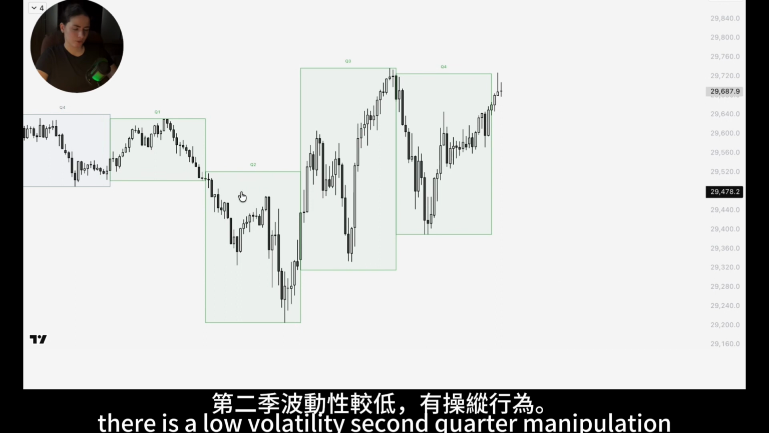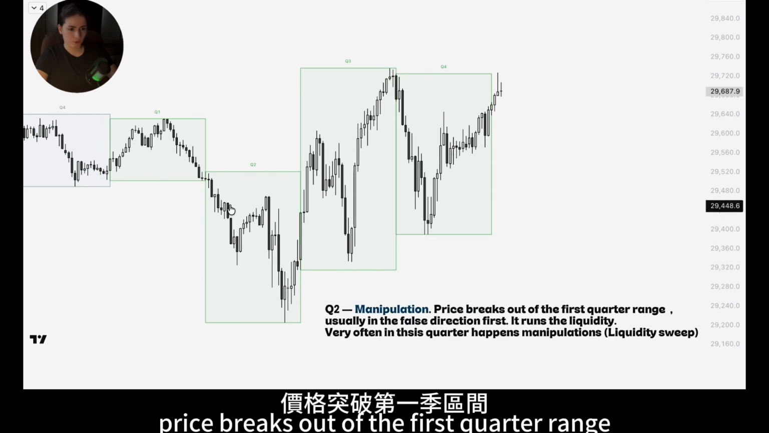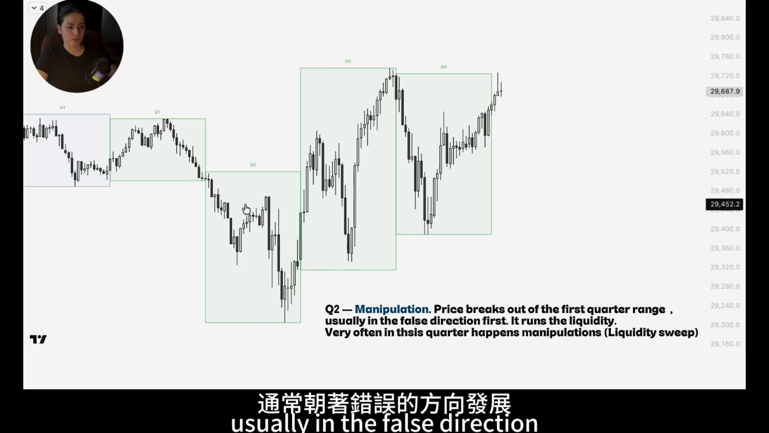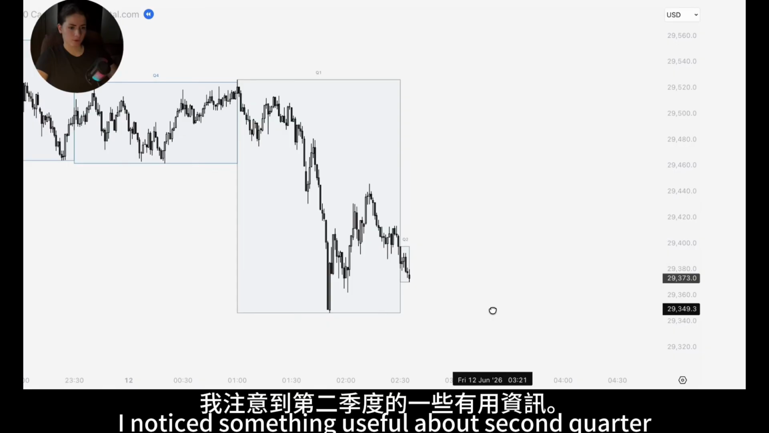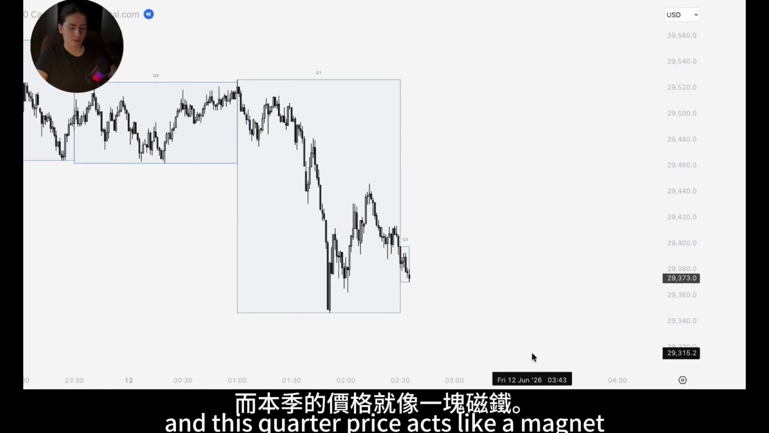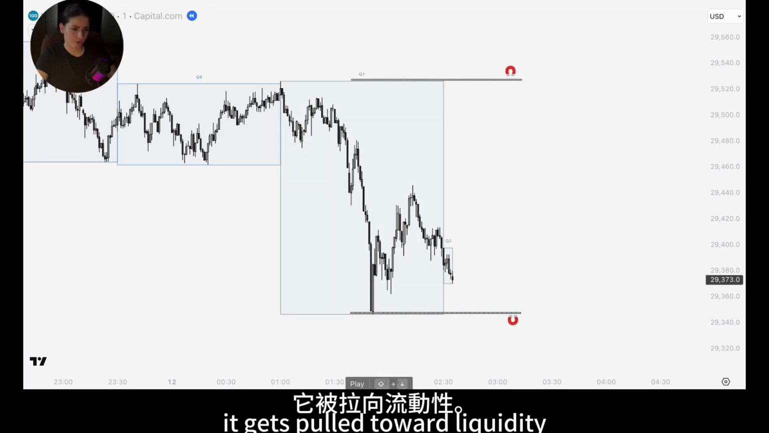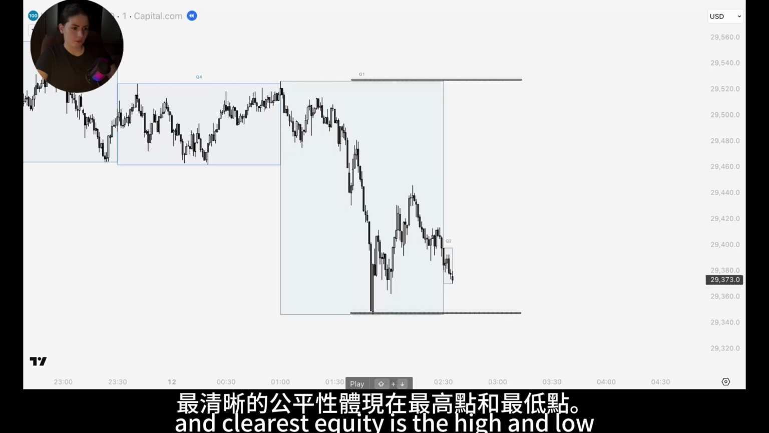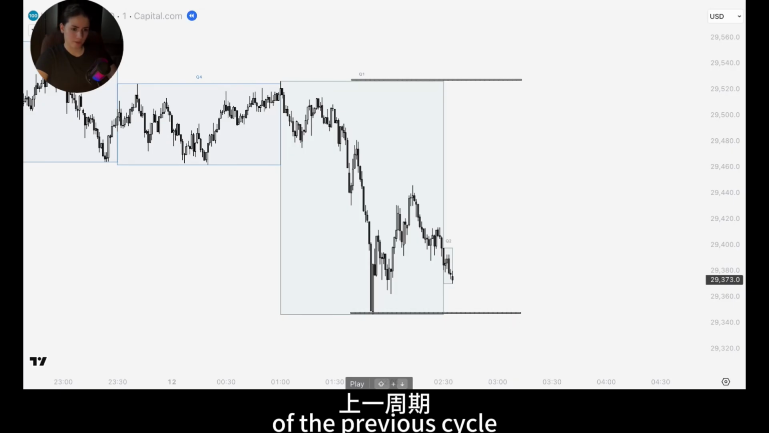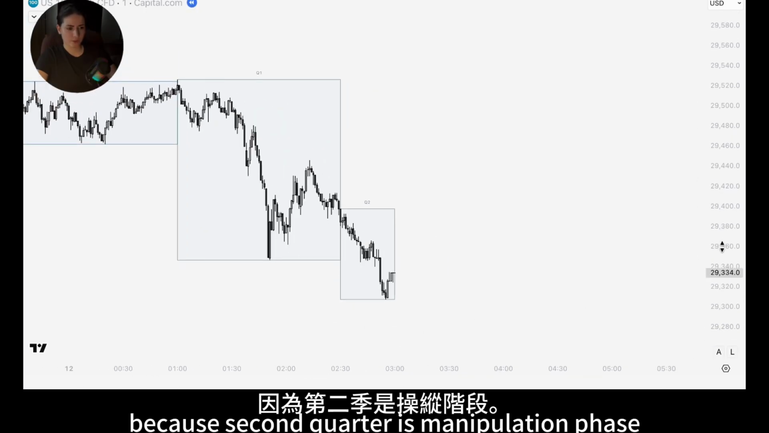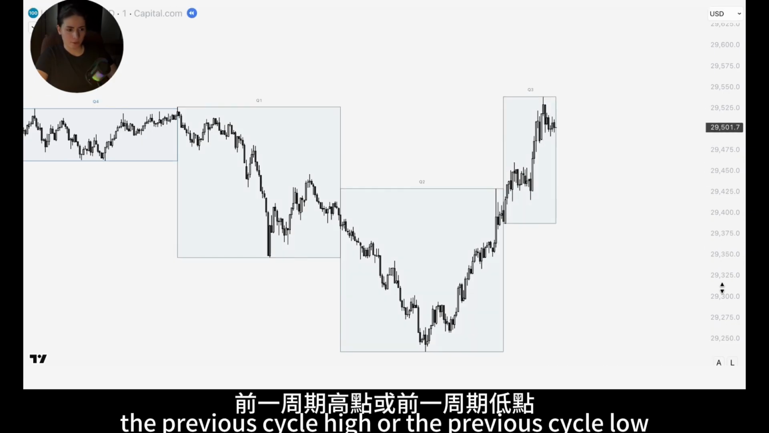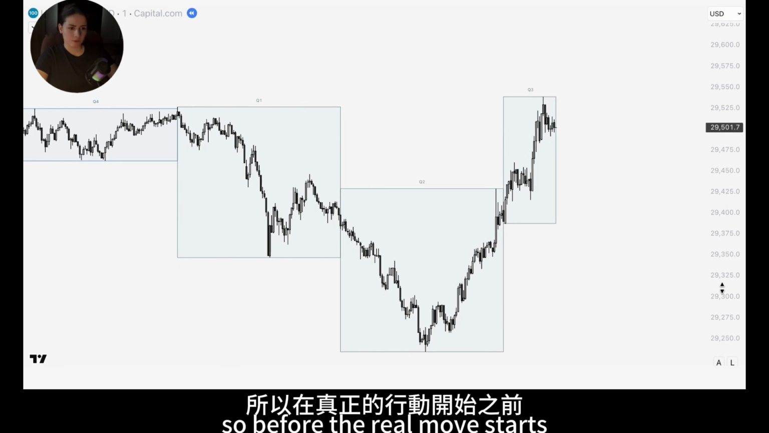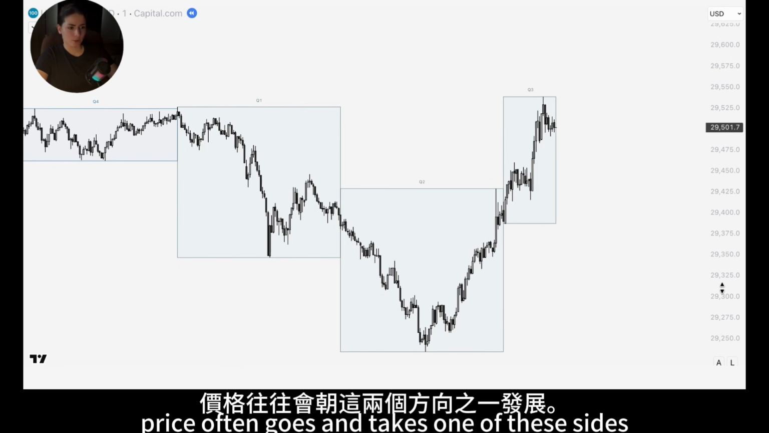Second quarter, manipulation. Price breaks out of the first quarter range, usually in the false direction first. From my own trading, I noticed something useful about the second quarter. In this quarter, price acts like a magnet. It gets pulled toward liquidity. And the clearest liquidity is the high and low of the previous cycle, because the second quarter is the manipulation phase. The market usually runs to one of those two levels first, the previous cycle high or the previous cycle low. So before the real move starts, price often goes and takes one of these sides.